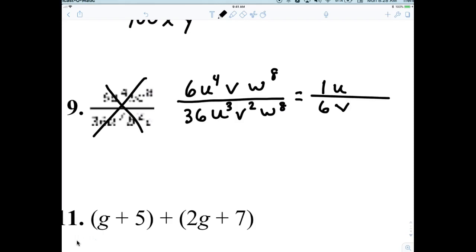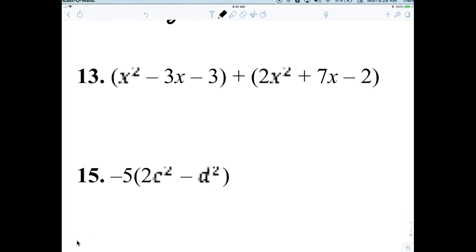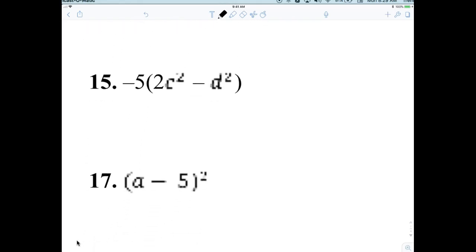Okay? Now, reviewing addition, so that would just be what, guys? 3g plus 12. Good job, 3g plus 12. Now we're adding again. 3x squared plus 4x minus 5. Beautiful. Now distribute, what do I get? Plus 5. That's good.